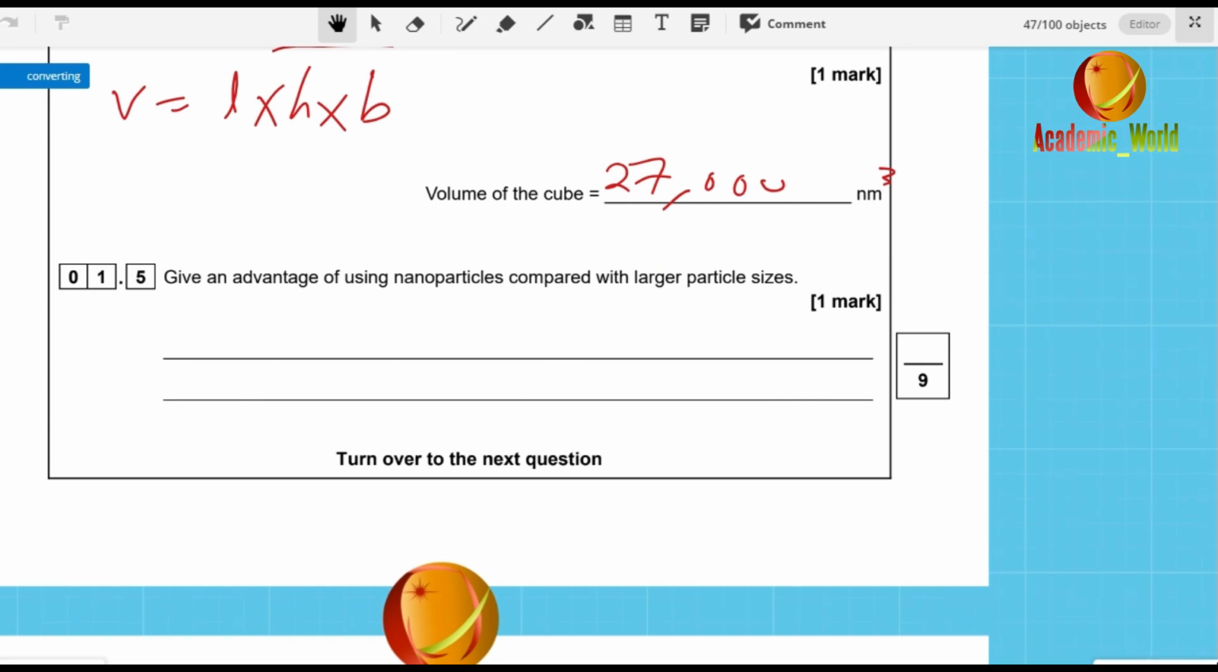Now give an advantage of using nanoparticles compared with a large particle size. So you know that it increases the surface area to volume ratio. That is the advantage: increased surface area to volume ratio.